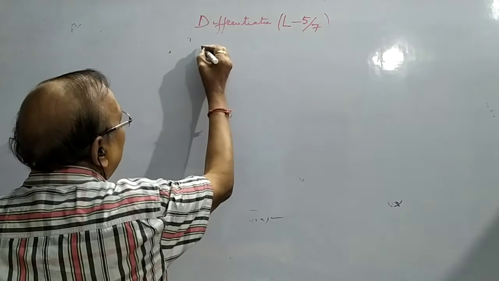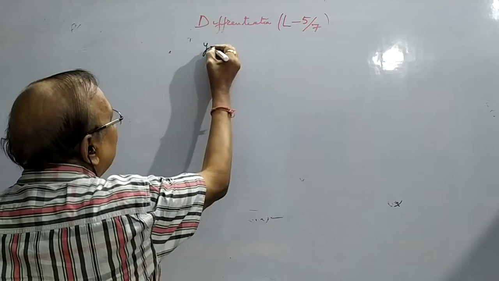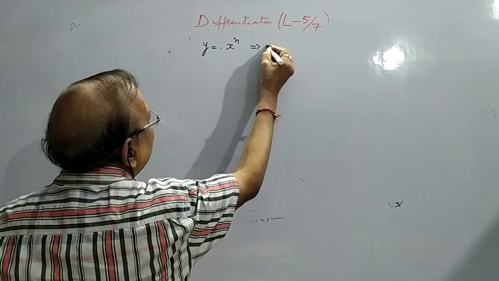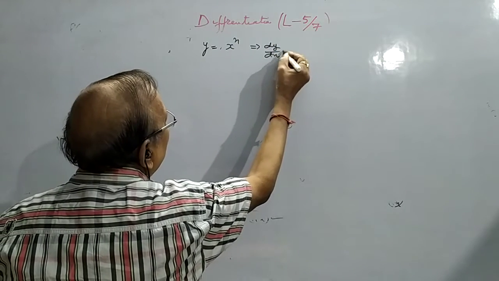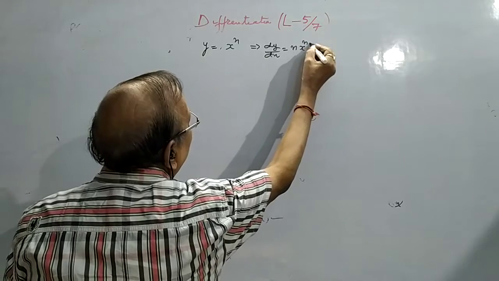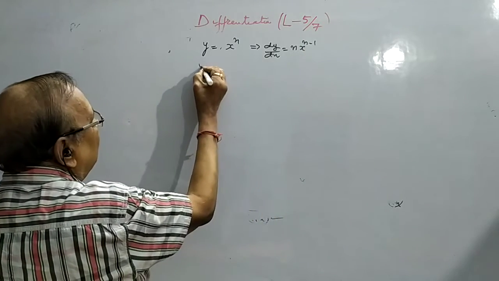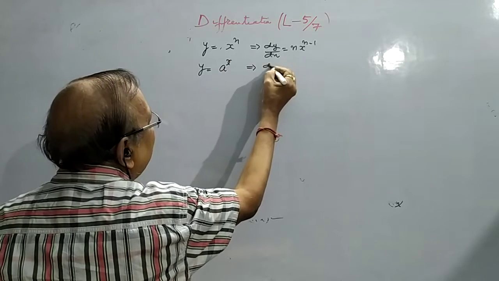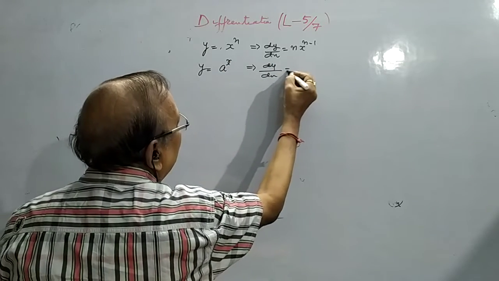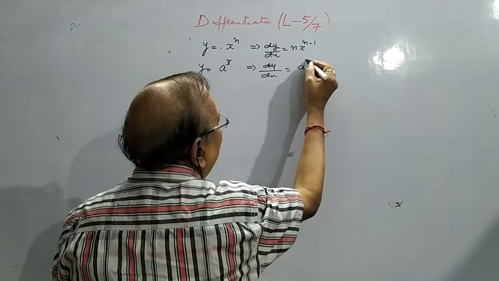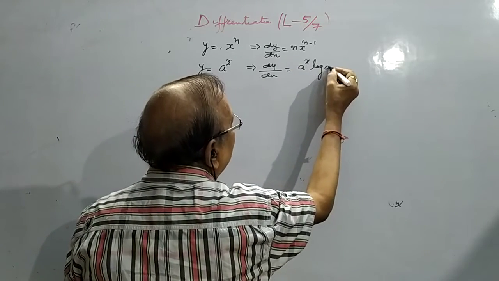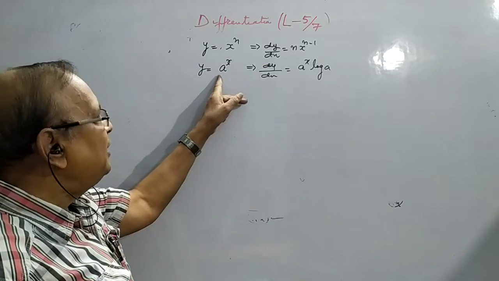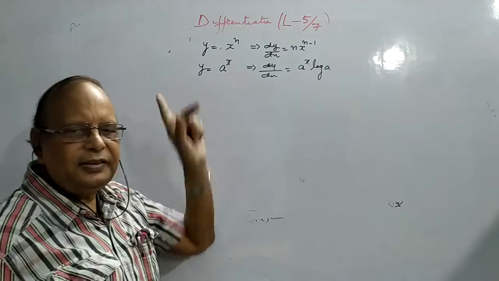We know y is equal to x to the power n, dy by dx is equal to n x raised to the power n minus 1. Y is equal to a to the power x, dy by dx is equal to a to the power x log a. Here n is constant, here the base a is constant, x is a function.